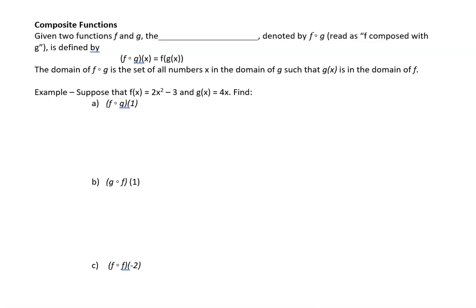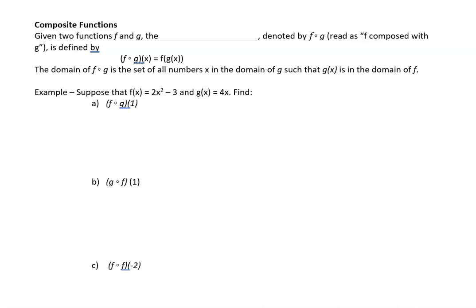In addition to the standard operations of adding, subtracting, multiplying, and dividing, when working with functions, there's actually another operation that we can supply, and that is composing two functions. Composing two functions is essentially just using one function as the input for the other function.